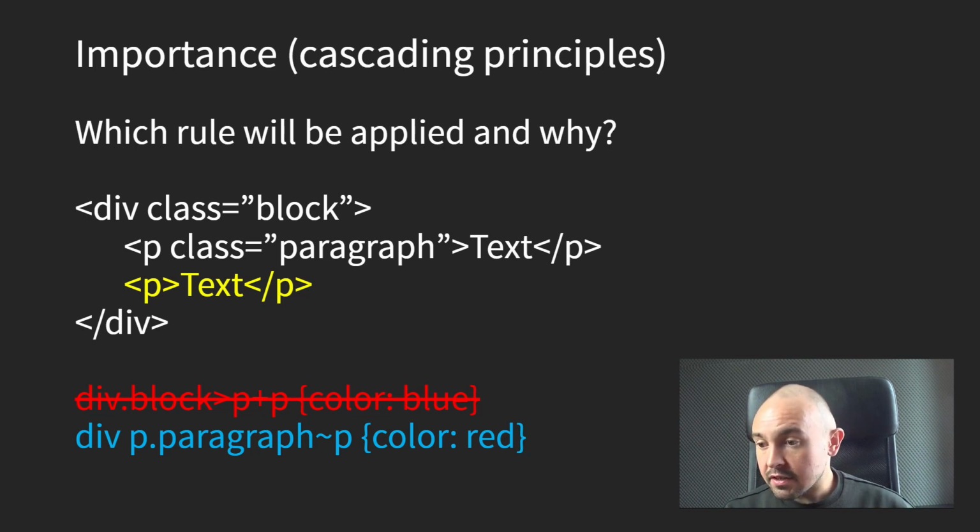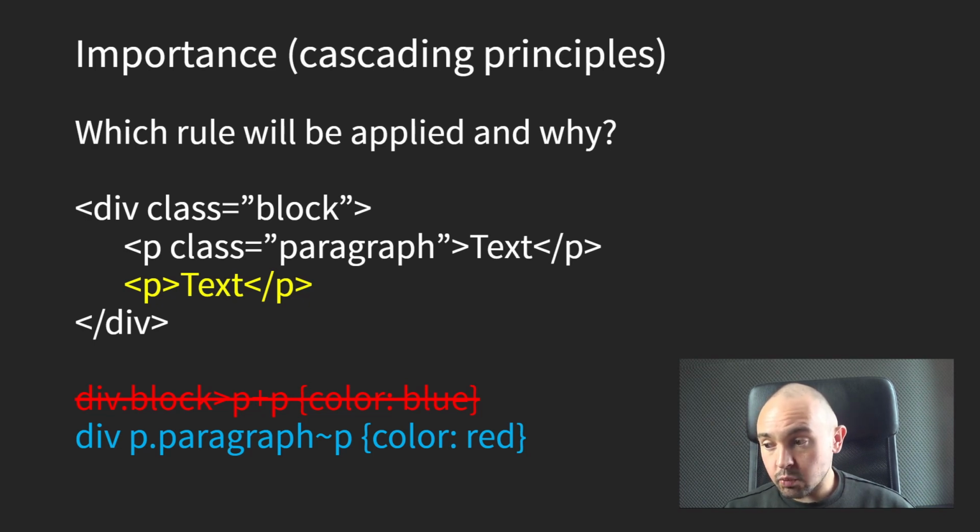The first one gets 3 bronze medals for the 3 tags, 1 div and 2 p tags, and 1 silver medal for the class of block. Now let's go to the second rule, and we will get 3 bronze medals for the tags, which is the div tag and 2 p tags, and 1 silver medal for the class, which is the paragraph class. So we have a draw. In both cases we have 3 bronze medals and 1 silver medal.